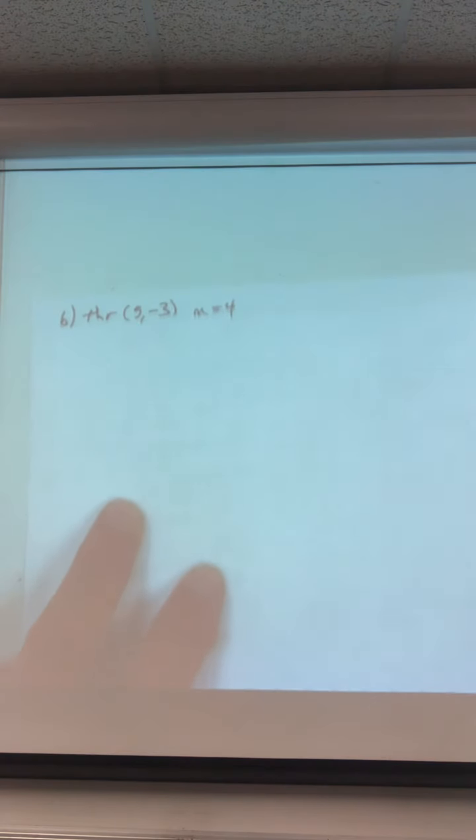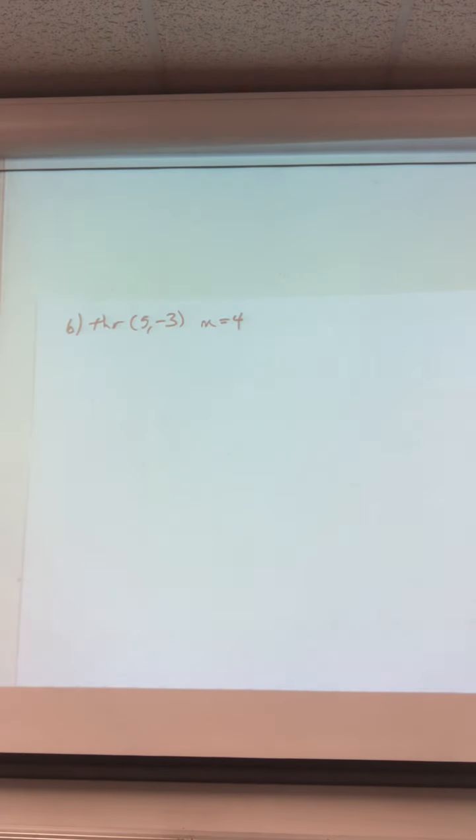Okay, part B. Write this down, part B. The line passes through the point 5, -3 with a slope of 4. The line passes through the point 5, -3 with a slope of 4.